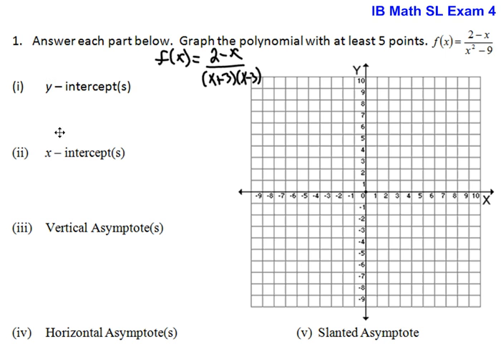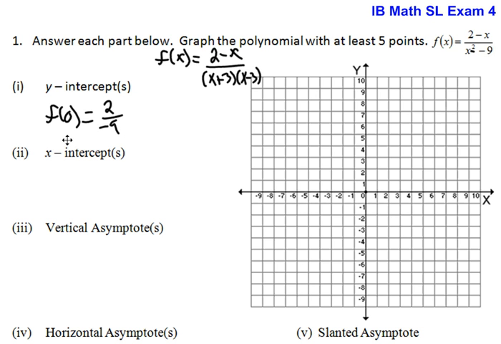Okay, let's find the y-intercept. The y-intercept is when you set x equal to 0. So when I replace x with 0, I have 2 on top, and on the bottom I have negative 9, which means our y-intercept is (0, 2 over negative 9).